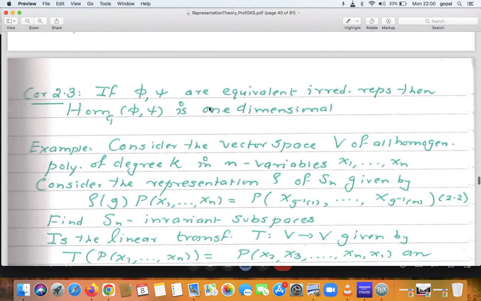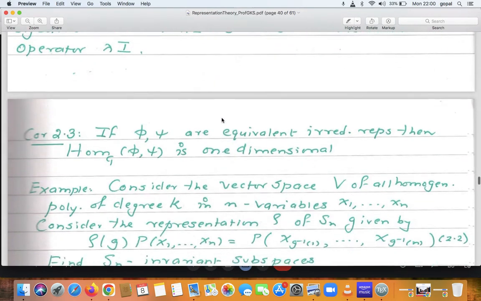If phi and psi are equivalent irreducible representations, then Hom_G(phi, psi) is one dimensional, as a simple corollary of the last part.